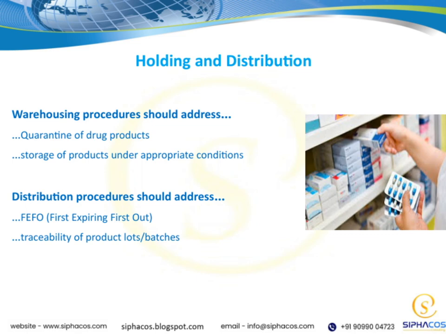Moving on to distribution procedures, there are also essential points to keep in mind. One of the most important is FEFO, or first expiring, first out. This means we prioritize distributing products that are closest to their expiration date, reducing waste and ensuring patients receive the most effective medicines. Another critical aspect is traceability of product lots or batches. Having a reliable system to track each batch allows us to quickly identify and manage any issues, such as recalls or quality concerns.